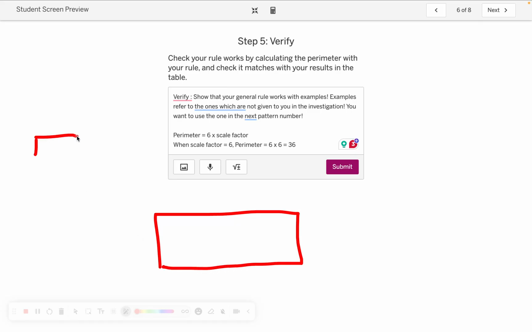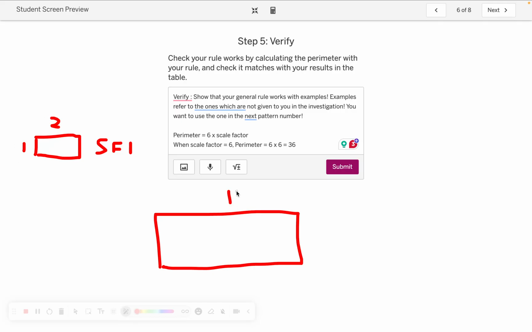Now, originally when you started off with the rectangle when the scale factor was 1, this was 2 and this was 1. This was the original rectangle. Now, if you chose scale factor of 6, that means I'm going to multiply each of the dimensions by 6.